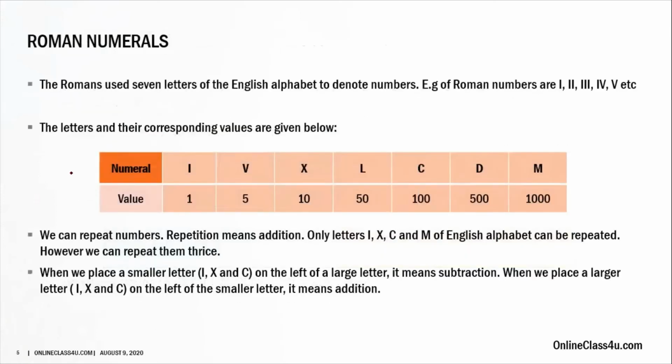Roman numerals. In Roman numerals, we always use 7 letters of the English alphabet to denote the numbers. Which are the 7 letters? I, V, X, L, C, D and M. And their corresponding numbers are shown in the slide. I means 1, V means 5, X means 10, L means 50, C means 100, D means 500, M means 1000.